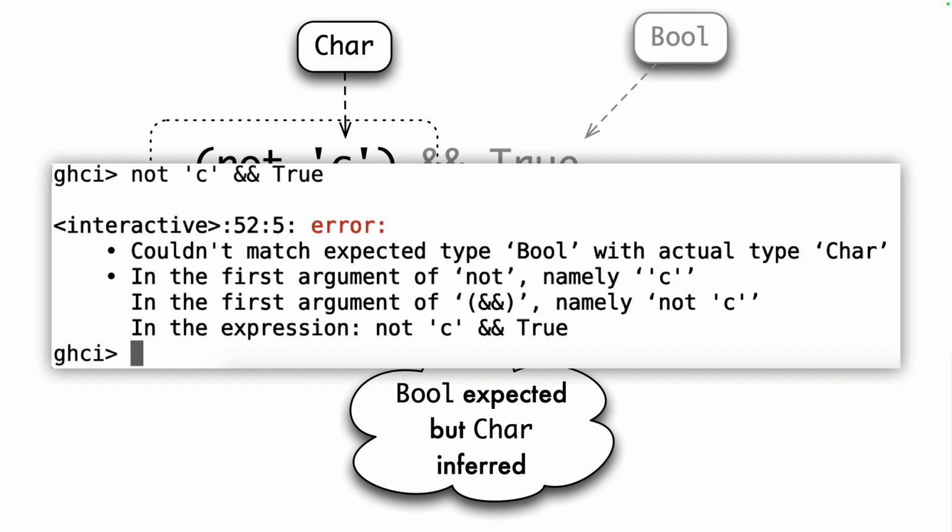What we want to do next is look at how this becomes a bit more complicated in the case of polymorphic types.